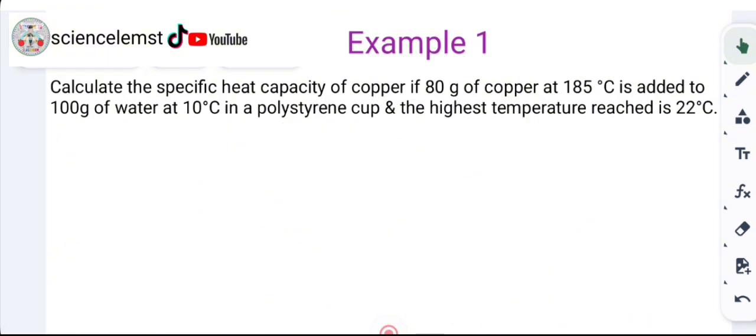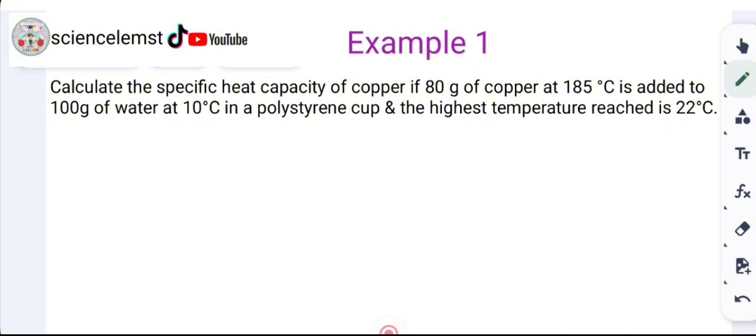Example 1. Calculate the specific heat capacity of copper if 80 grams of copper at 185 degrees Celsius is added to 100 grams of water at 10 degrees Celsius in a polystyrene cup and the highest temperature reached is 22 degrees Celsius. So before I do these calculations, I like drawing schematics for myself to make sense of what the question is saying and what they are asking me.